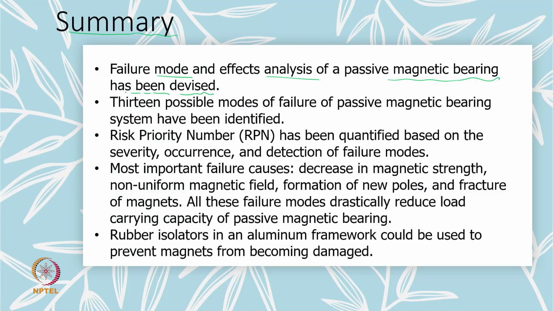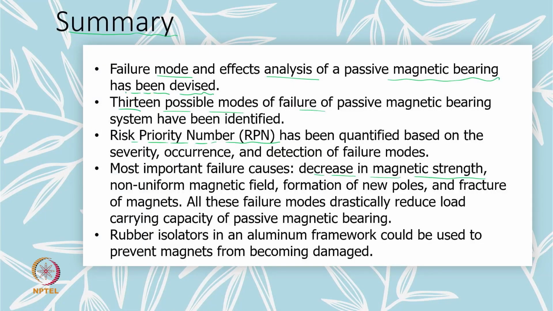So, what is the summary of this lecture? We did failure mode and effect analysis on a permanent magnetic bearing, the device maybe used in this one. We figured out around 13 possible failures of the passive magnetic bearing. We calculated the RPN for each failure, and the most important failure was basically the decrease in the magnetic field. I gave a reason: if there is a difference between the magnetic field of the rotor and stator, and you can bridge this gap, then some solution will come.